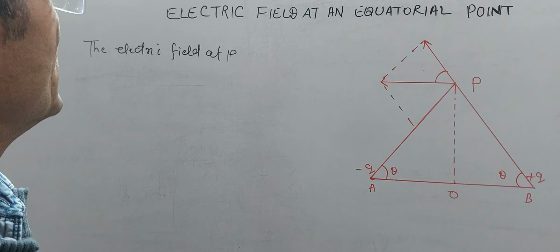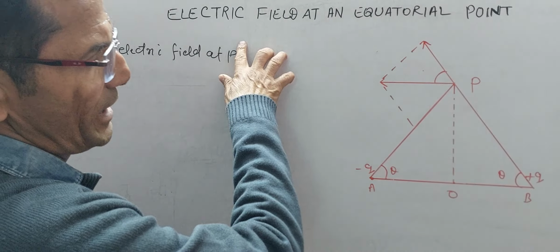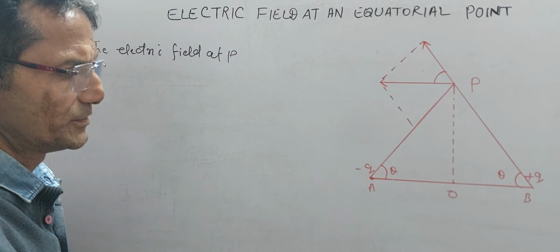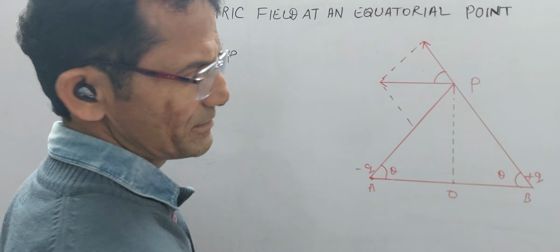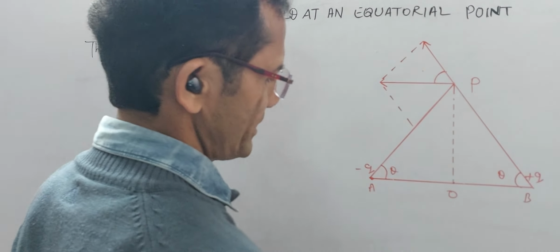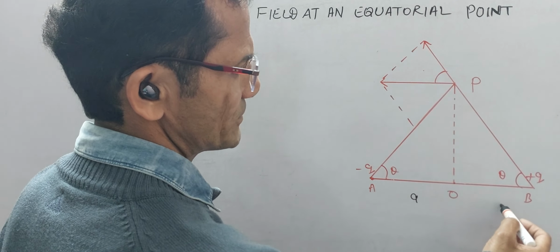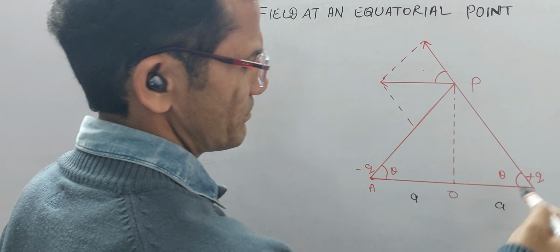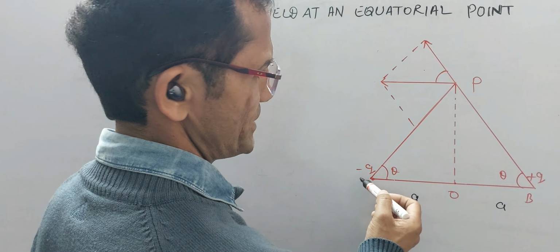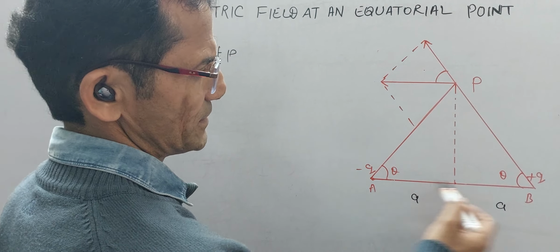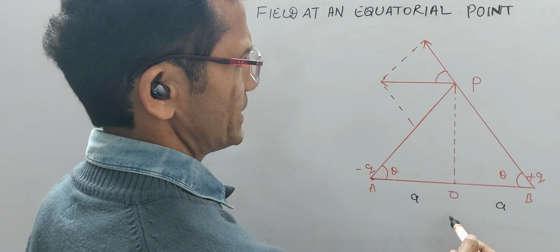Now in this topic we have to find out the electric field at an equatorial point. So this is our electric dipole, minus q and plus q, and the distance between them is 2a. We take it conveniently, and this is a, this is also a. O will be the midpoint of AB. So the dipole axis is from minus q to plus q, and the perpendicular bisector of AB will be your equatorial line.